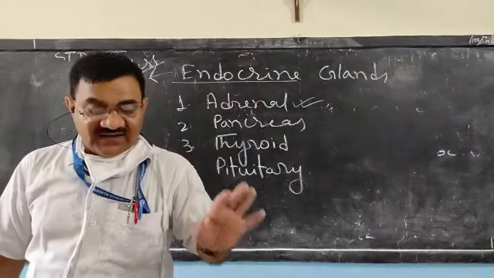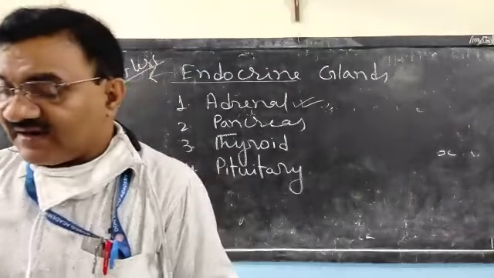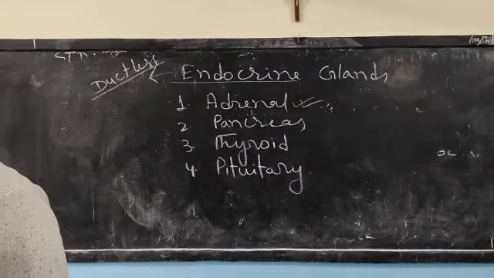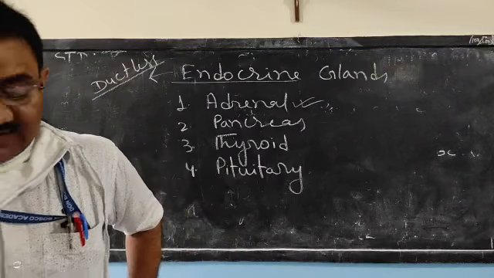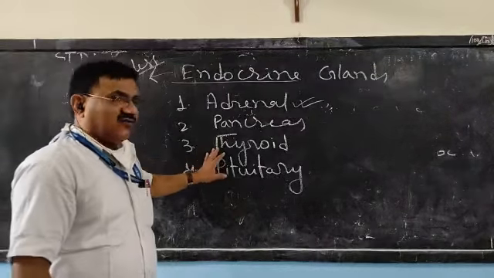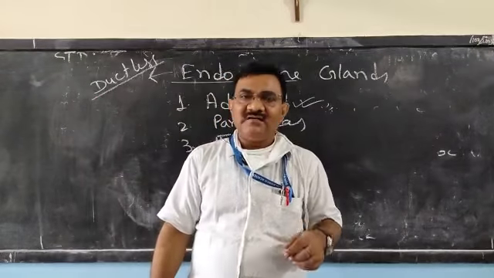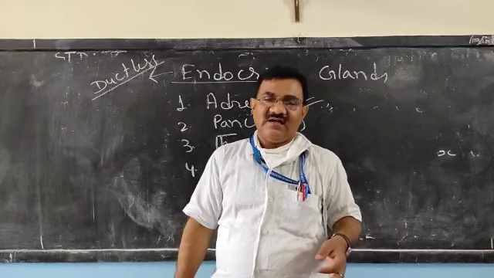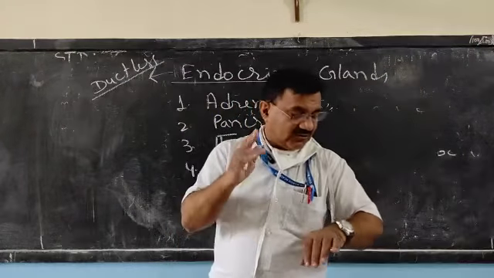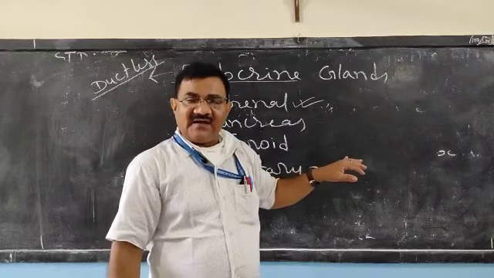The location of the pancreas is important. The pancreas is located just below the stomach and beside the liver. Next is the thyroid gland. Where it is located is important. It is located in the front of the neck, just below the larynx.